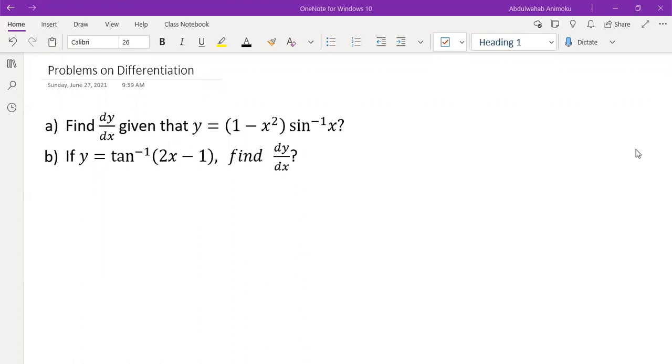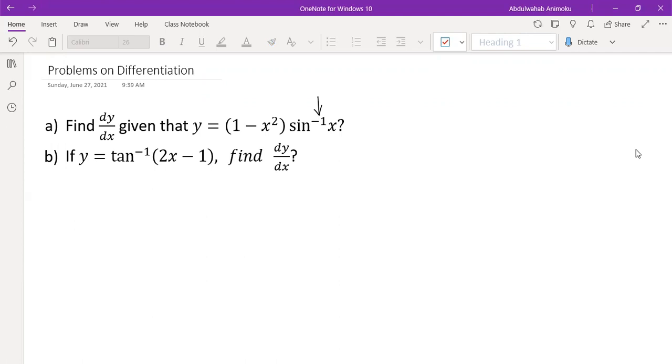In today's video, we are going to look at how to find the derivative of some functions. Now, this particular problem set is to test you on how to find the derivative of inverse functions. And how do you recognize an inverse function when you see something like this? Sine inverse, tan inverse, or cos inverse, and so on and so forth.